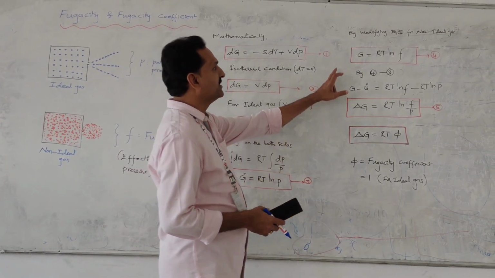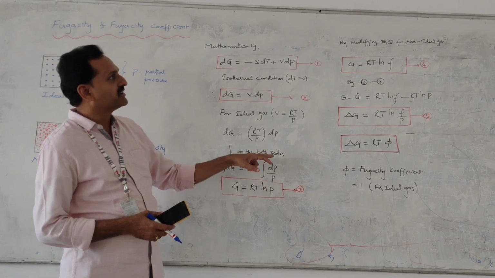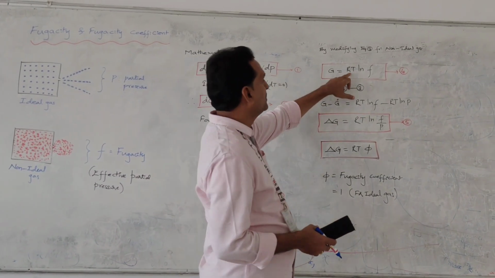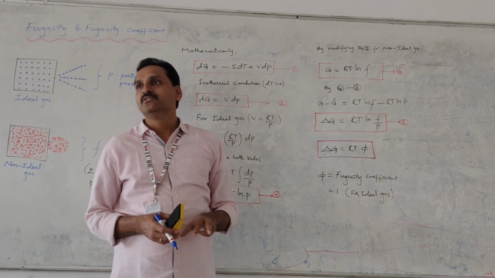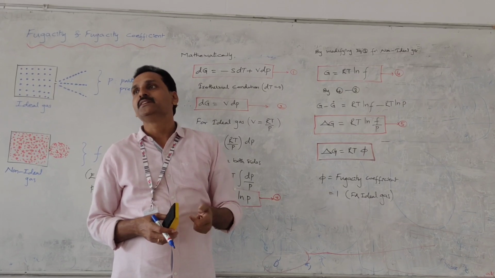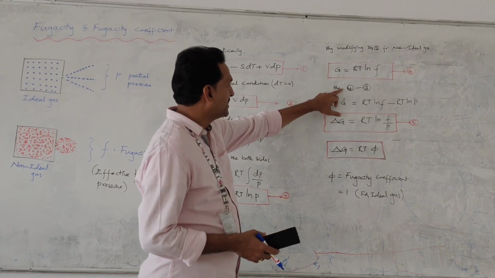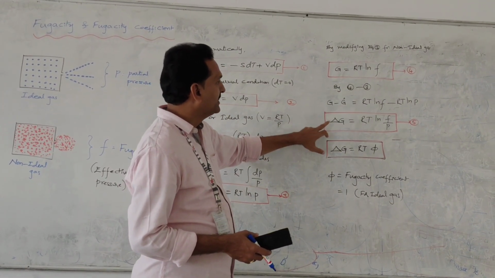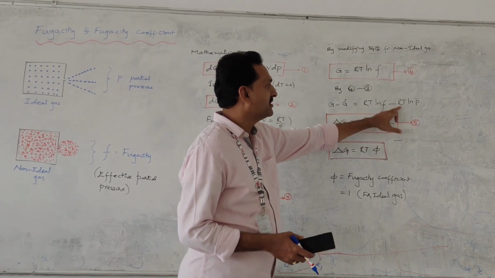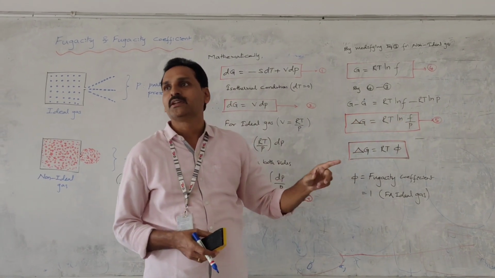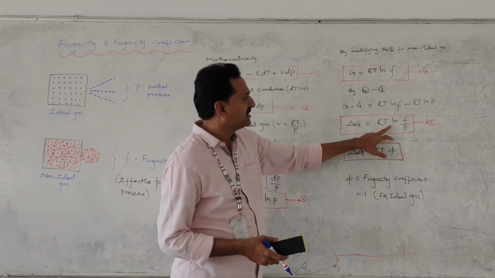In the case of non-ideal gases, equation 3 is modified into equation 4. We just substitute F in the place of P. F indicates the fugacity, which is the effective partial pressure of the non-ideal gas molecules. By subtracting 3 from 4, you get delta G equals RT log F minus RT log P. Since log A minus log B can be written as log A by B, we get delta G equals RT log F by P.